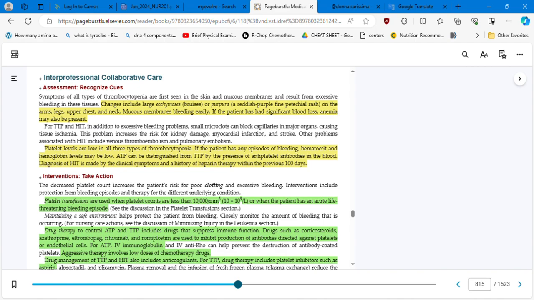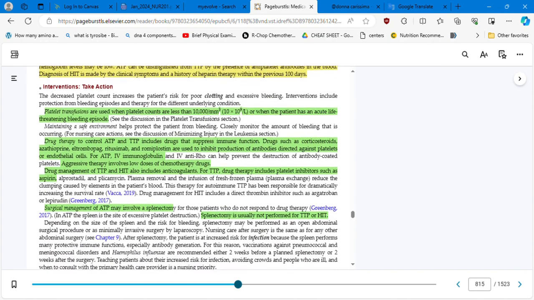The autoimmune type can be distinguished from the thrombotic type by the presence of antiplatelet antibody in the blood, and that's very important. So whenever you see a patient with this condition, by looking at the blood work, you can understand what the type is. Diagnosis of heparin-induced thrombocytopenia is made by the clinical symptoms and a history of heparin therapy within the previous 100 days. What interventions are we going to do?